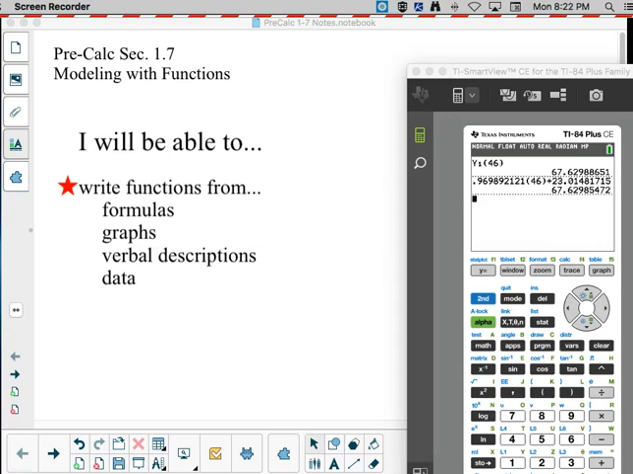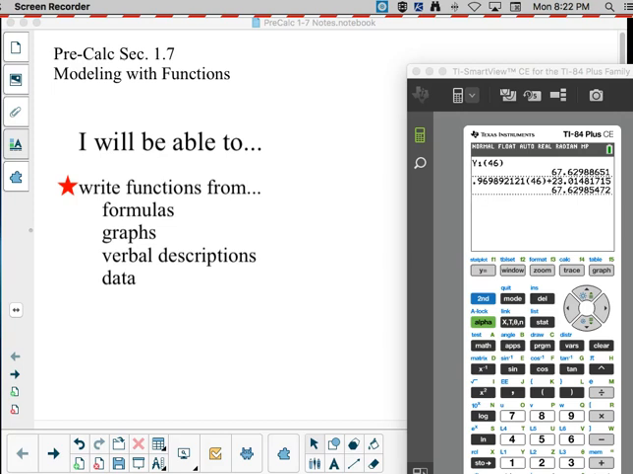Okay, we are looking at section 1.7 for pre-calc. In this section, we're going to be looking at some interesting relationships for actual modeling of what we're doing with each one of the relationships we've been studying. And if I can pull up my notes, there they are, hiding.